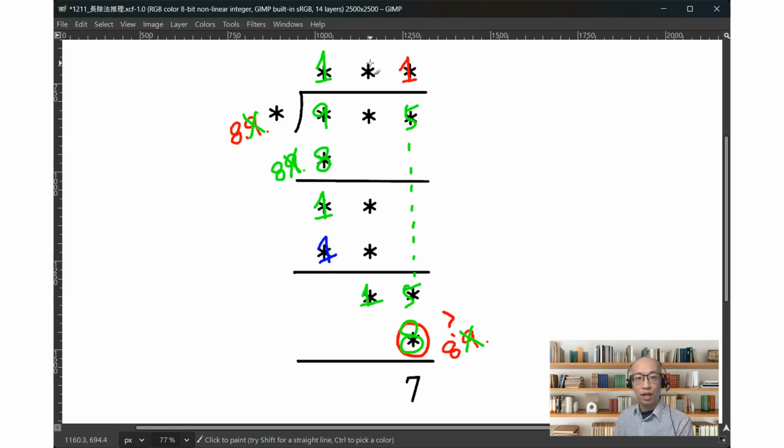So 8 multiplied by something equals 2 digits starting with 1. So this number will be 2. 8 multiplied by 2 will be 16. And something subtract 16 equals 1. That means that this is 7. It's 17 here. And this is 7. I can go back to write this. This is 7. And now we're done.